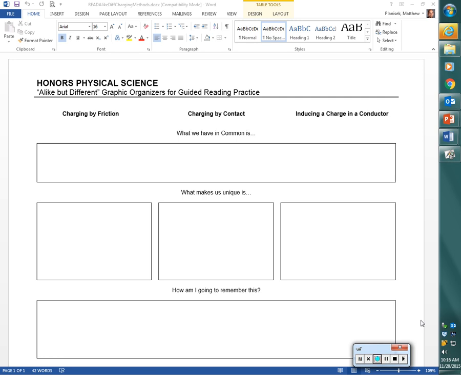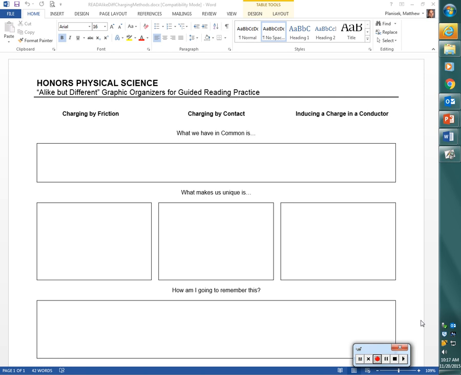Let's talk about similarities. What do all three methods of charging have in common? They all charge things. Good. They are a transfer of charges. Specifically, what kind of charges? What charges move around when we charge things? Electrons. So all of these methods of charging involve a transfer of electrons.